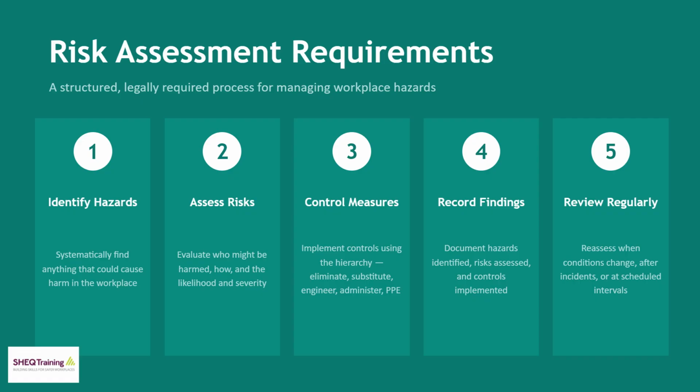Step 3. Implement control measures, following the hierarchy of controls. Elimination is the most effective. Personal protective equipment is the last resort. Step 4. Record your findings. Documentation is a legal requirement and provides evidence of due diligence. Step 5. Review regularly. Risk assessments are living documents that must be updated when conditions change, after incidents, or on a scheduled basis. In small businesses, risk assessments don't need to be complicated, but they must be thorough and documented.